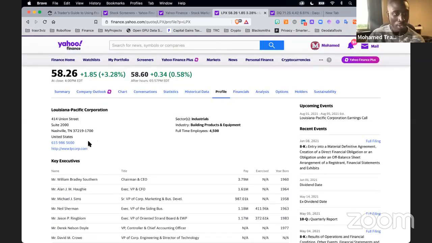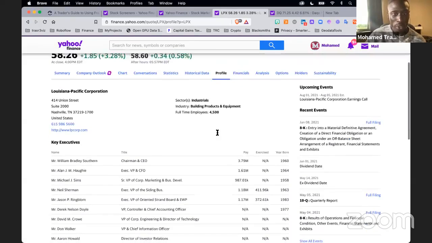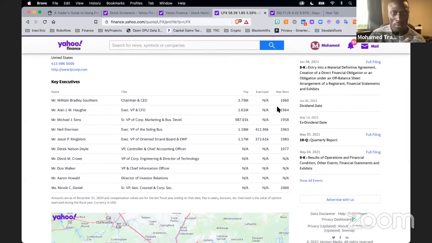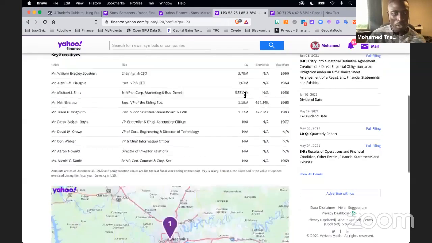I can see the profile of the stock and the website. If I want to look on the website a little more, full-time employees, you can see all the key executives as well, how much they get paid, whether they have stock options and if they exercised them, when they were born as well.